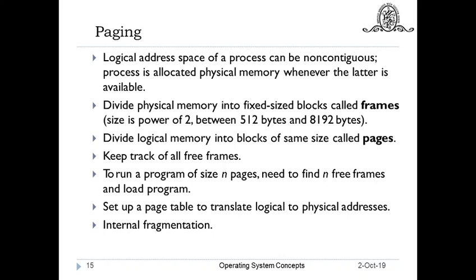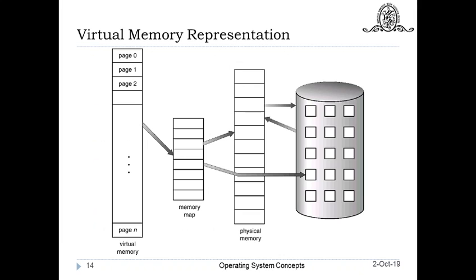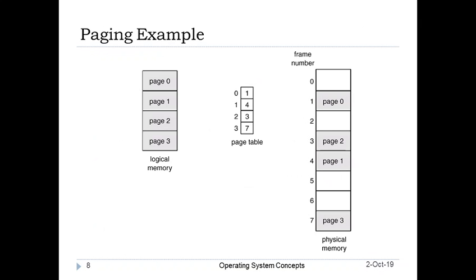To map between these pages and frames, we need a page table also, to translate the logical address to the physical address. And sometimes there is internal fragmentation. Let us take one example. Suppose I have 4 pages and the last page is somewhat small, and of course it will be less than the frame size. So when you load that last page into a frame, some of the memory space may be wasted. That is called internal fragmentation.